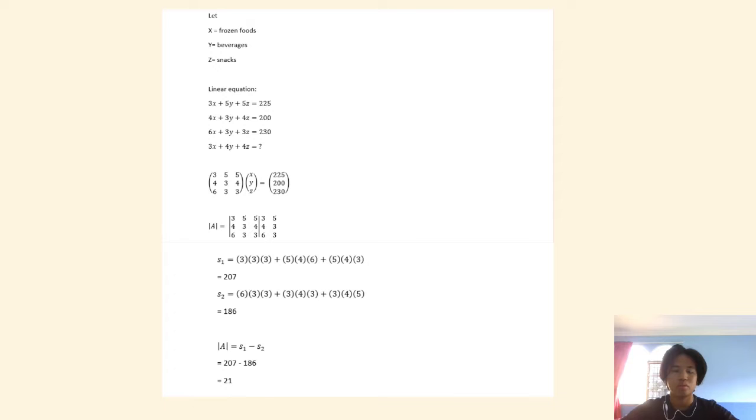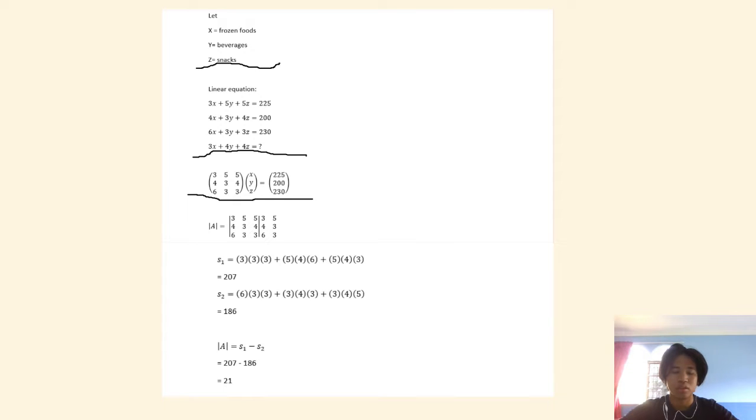So if we want to find the total price for each week, first we must find the price for frozen foods, beverages and snacks. So first we select frozen foods, beverages and snacks like this, and we write the linear equation for each week like this, and we change the linear equations into the form of a matrix, except for week 4 because we still don't know the total price for week 4.